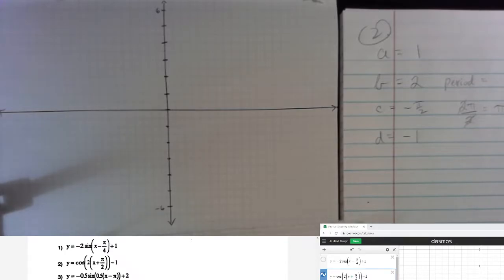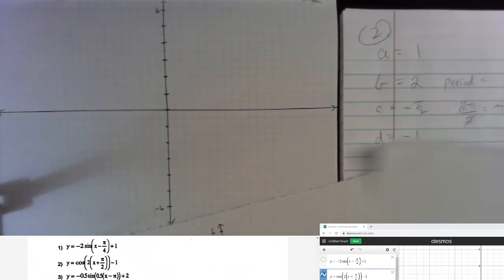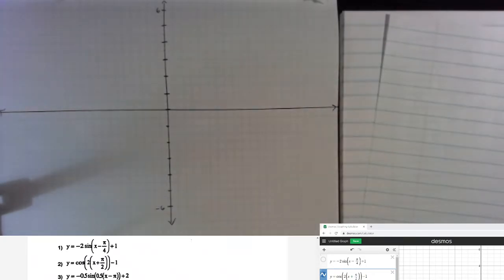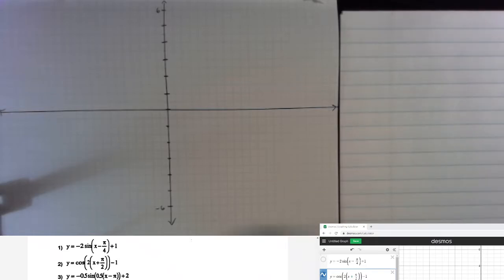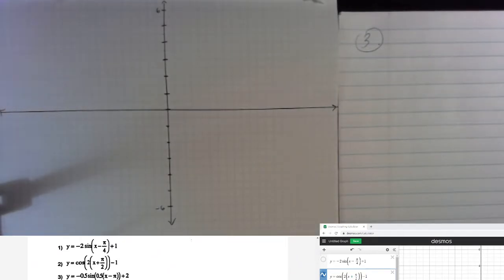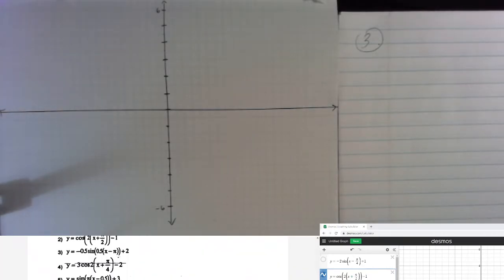Okay, so let me just label these so I don't get confused here. So this is number 1. This is number 2. This will be number 3. Okay, and let me just go to my page here and roll up a bit. Number 3.